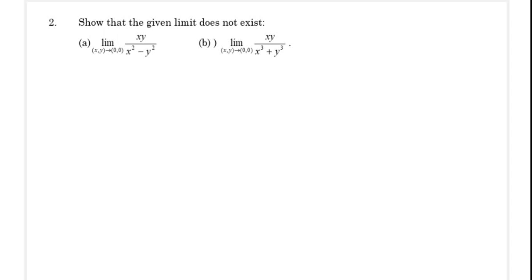Welcome, and in this tutorial we're going to be answering these two questions. These two questions are based on limits, and in this case they're telling us to show that the given limit does not exist.